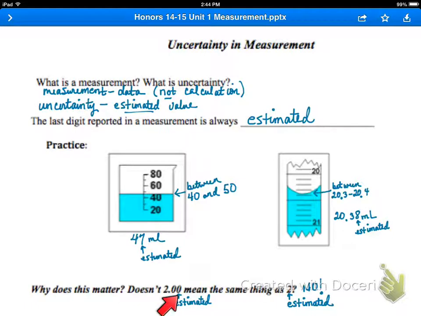What's confusing about this is when you plug these numbers into a calculator, 2.00 does exactly the same as 2 in a calculation, so you have to do the thinking for the calculator. The calculator's not going to do it for you.